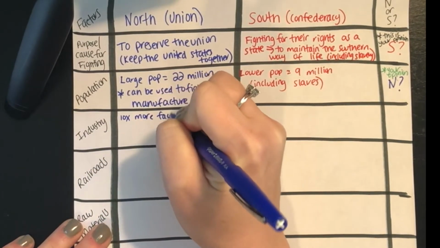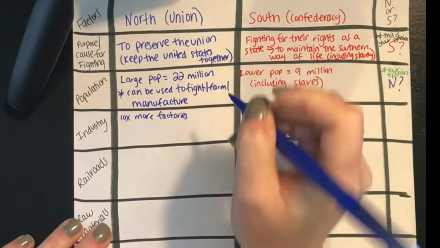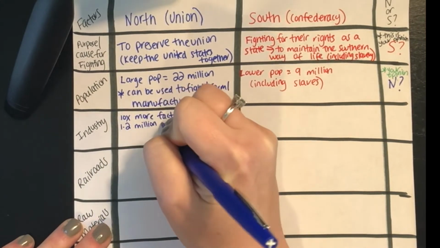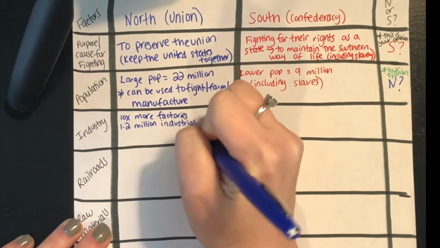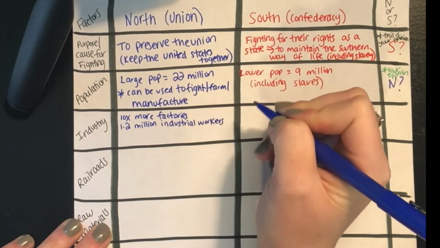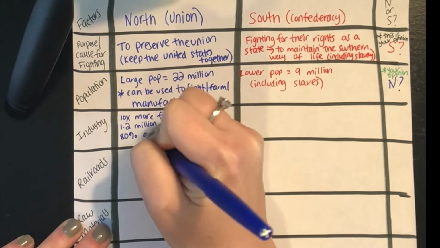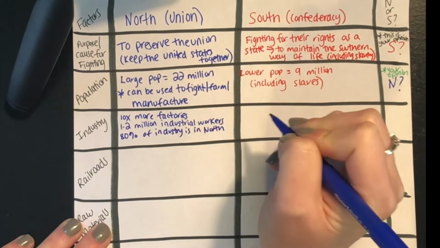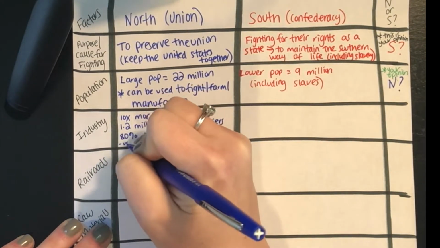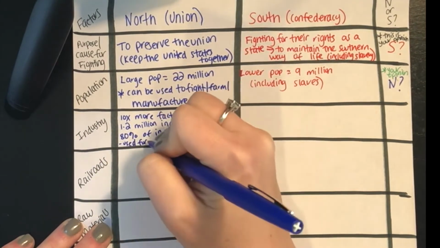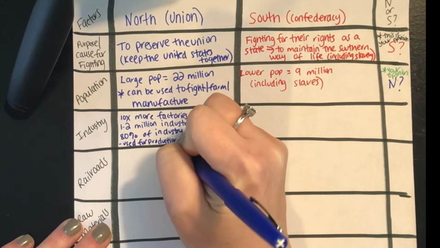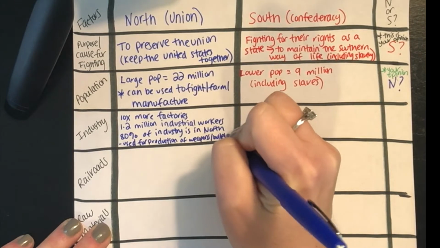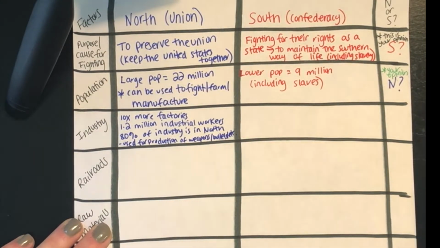Okay. Industry. The North has 10 times more factories than the South. This includes 1.2 million industrial workers. And out of the whole entire country, 80% of the industry is in the North. Kind of like I said earlier, they can put all of these factories and the people who work within these factories, they can use this for manufacturing, for producing weapons, bullets, etc. is what I wrote there. You can't really see it, but that's what I wrote. I ran out of space.